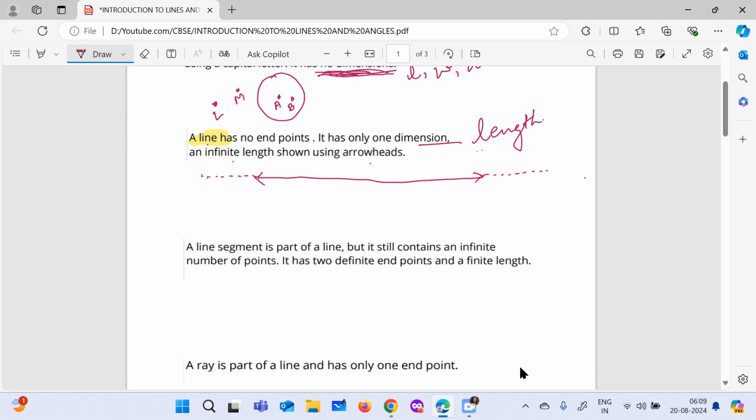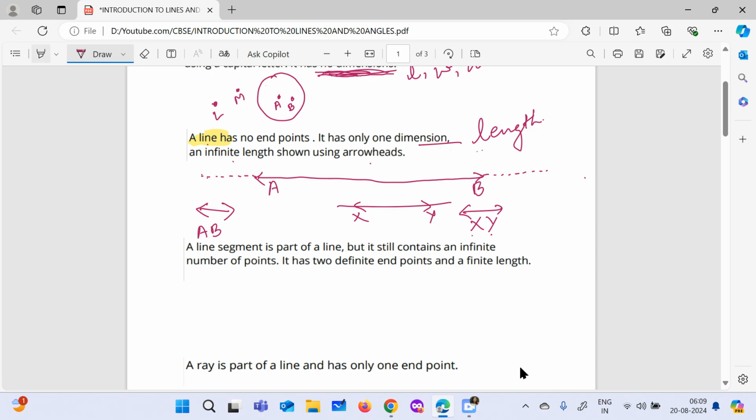Okay. Suppose I name this as A B, so I will represent this as line AB. Suppose we have another line, let me mark this as X and Y, and I have to represent line XY. I will represent it like this. I will mark two arrowheads on top of the letters X and Y, which will represent line XY.